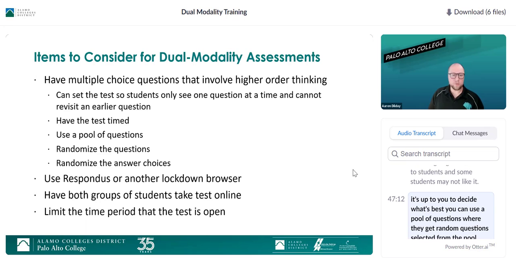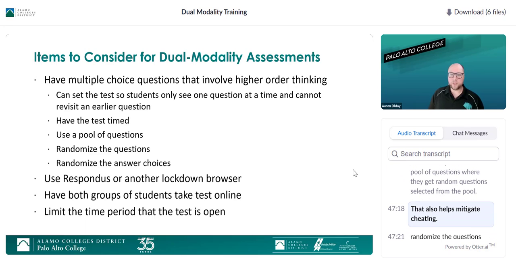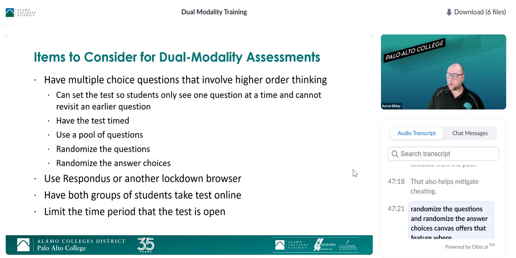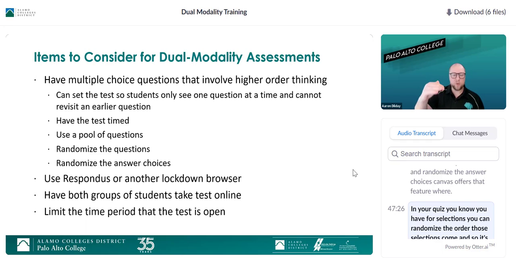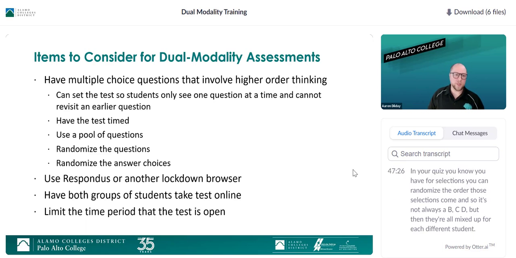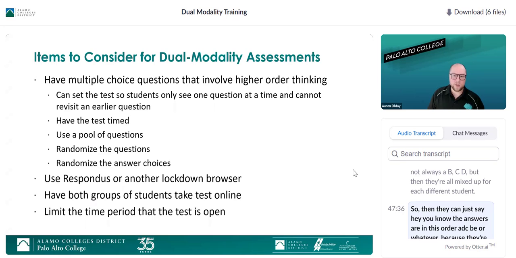You could use a pool of questions where they get random questions selected from the pool. That also helps mitigate cheating. Randomize the questions and randomize the answer choices. Canvas offers that feature where in your quiz, you have 4 selections. You can randomize the order those selections come in. So it's not always A, B, C, D, but then they're all mixed up for each different student. So then they can't just say, hey, the answers are in this order, A, D, C, B, or whatever, because they're all different. So that's another way to try and mitigate some cheating.